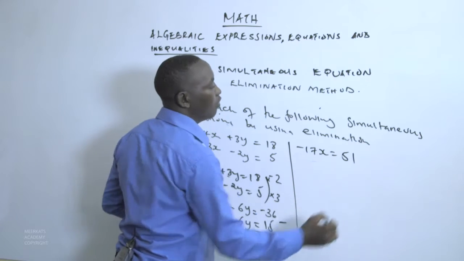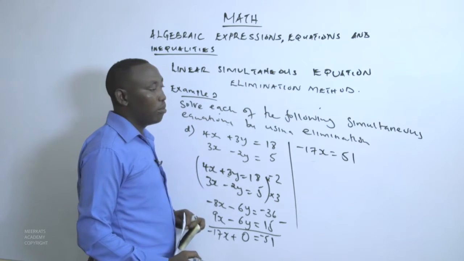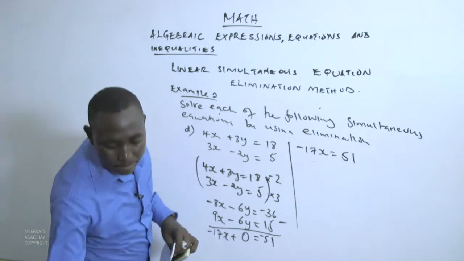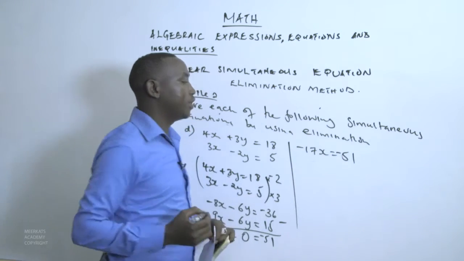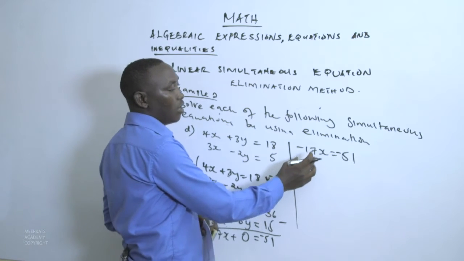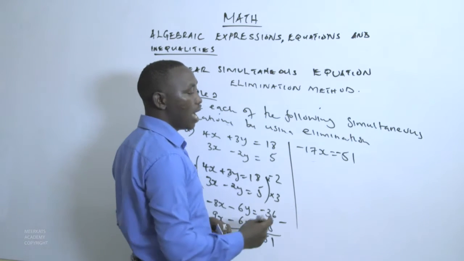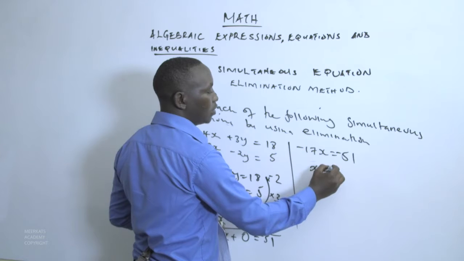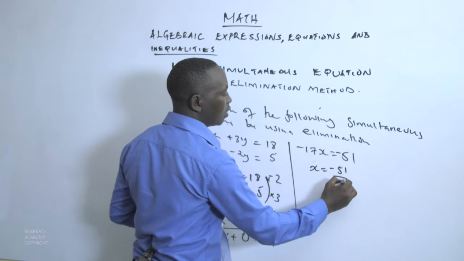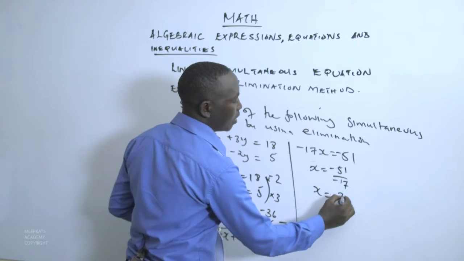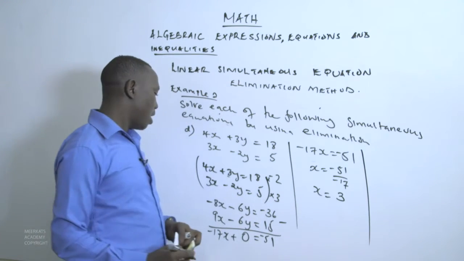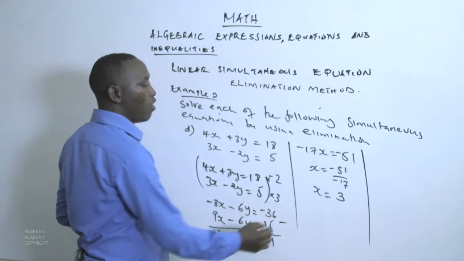So -17x is equal to -51, and therefore we can get the value of x by dividing both sides by -17. So this will give us x to be 3. What about the value of y?